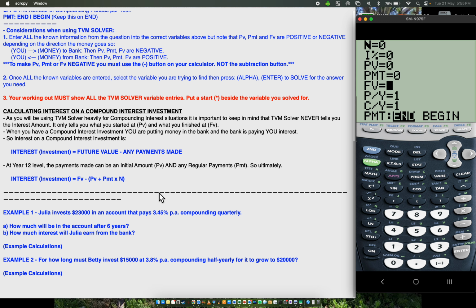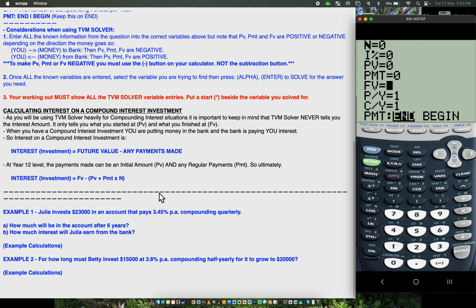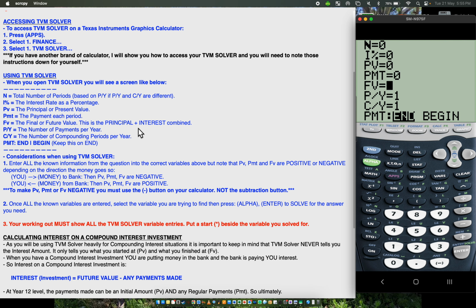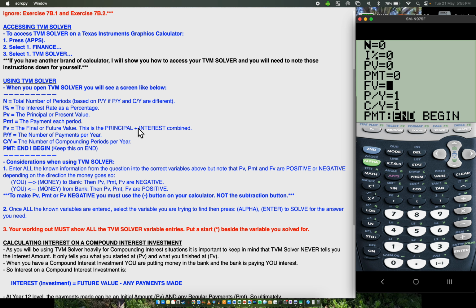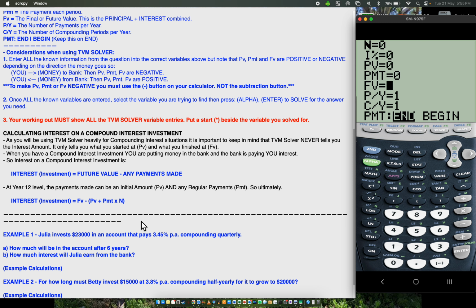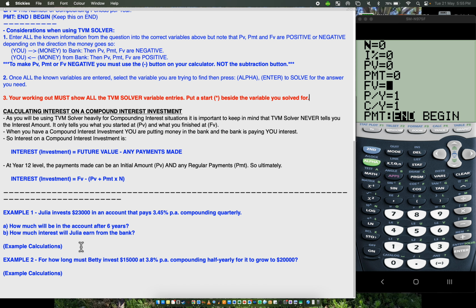Normally, if this was live, you would have had break times to write those things down. But because this is a redo, I'd suggest you pause and get down any of these notes in blue that you need, accessing, using, and the interest formulae. But now we'll do some examples.